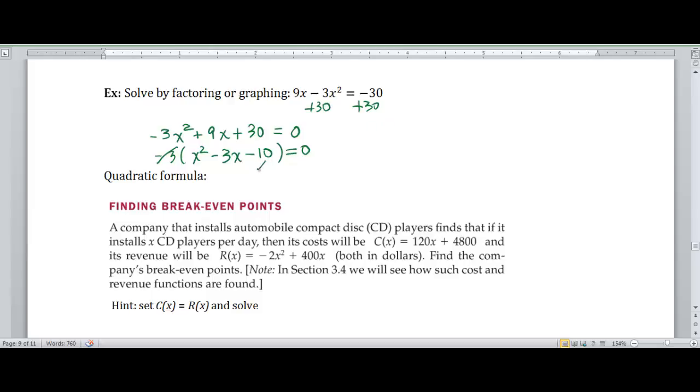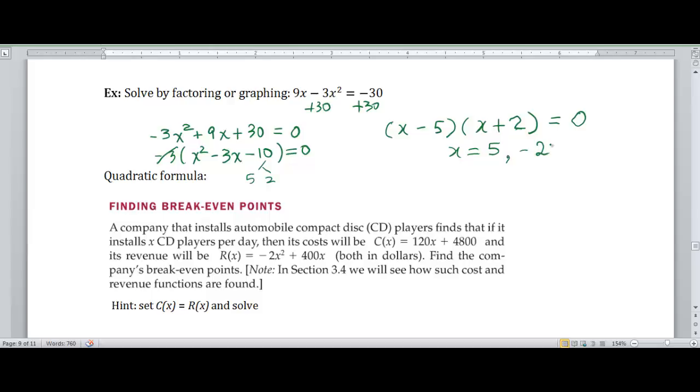Factors of 10 added to give me negative 3. Well, it's 5 and 2, right? So can I write it as x minus 5, x plus 2? That gives me x squared plus 2x minus 5x is minus 3x minus 10 gives me 0. Okay, so then x equals 5 and x equals negative 2.